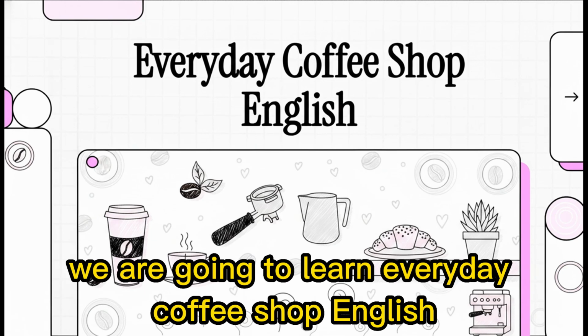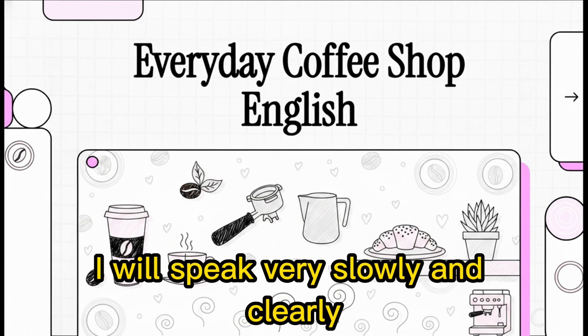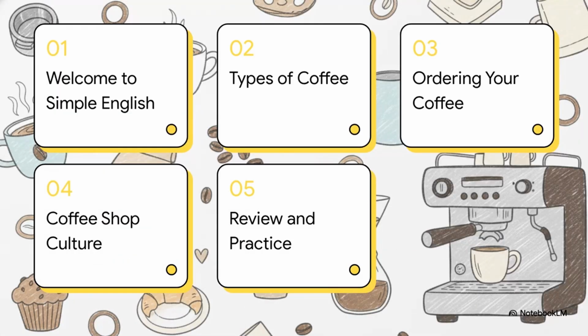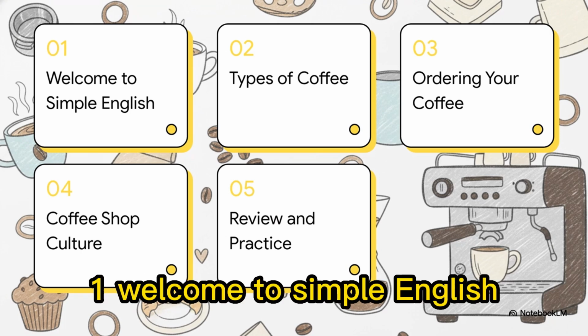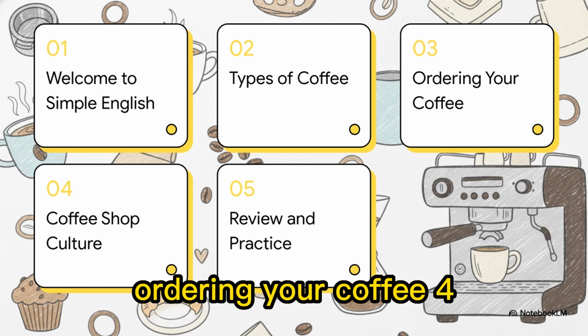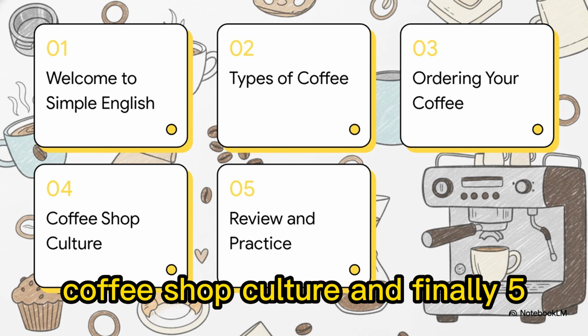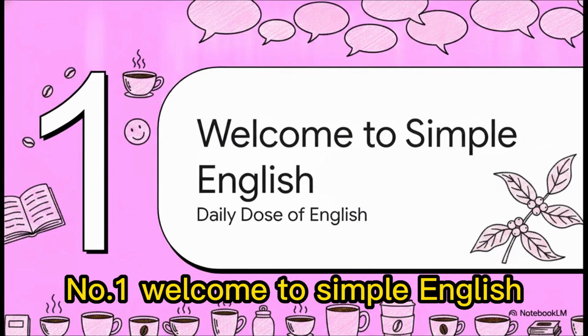We are going to learn everyday coffee shop English together. And don't worry, I will speak very slowly and clearly. So here are our steps for today. 1. Welcome to Simple English. 2. Types of coffee. 3. Ordering your coffee. 4. Coffee shop culture. And finally, 5. Review and practice. Let's get started.